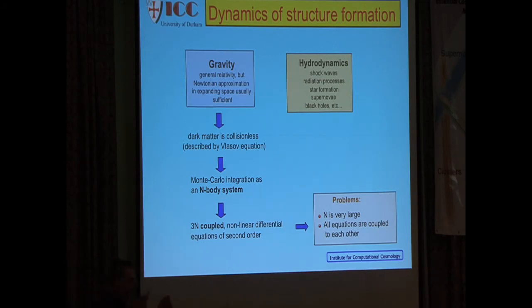Now that then leads to a system. So you represent the dark matter by a system of particles, each of which must be seen in a Monte Carlo sense. And then you need to solve the interaction equations for these N particles. And so you end up with 3N coupled nonlinear differential equations of second order. So that's what you need to solve, and 3N because they move in three dimensions. And that's the problem you need to solve.